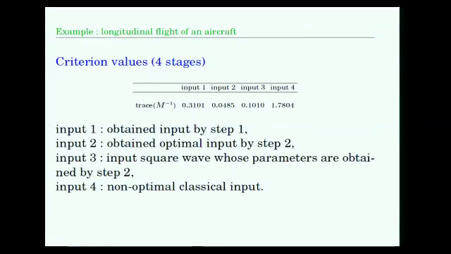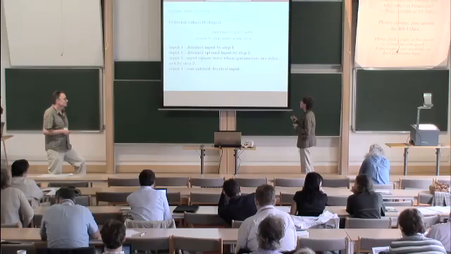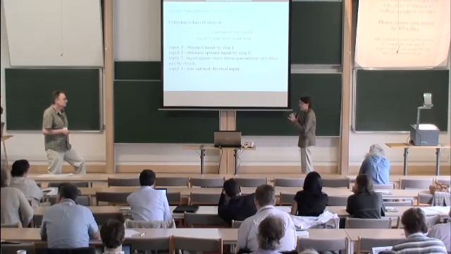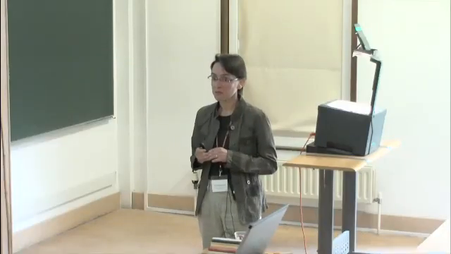This one. This is a square wave. In this input, the parameters of these inputs are obtained by step 2, and it will be better than this one. This is a trade-off, but in real life, this input by step 1 cannot be obtained. It's more precisely valued.